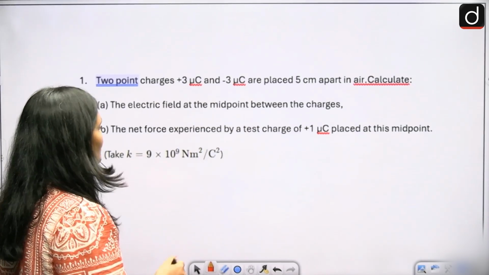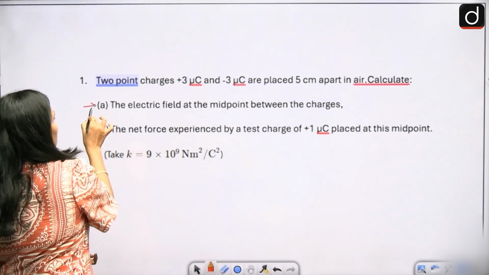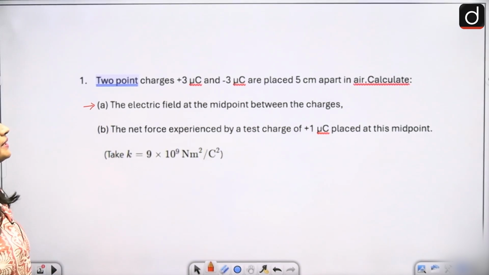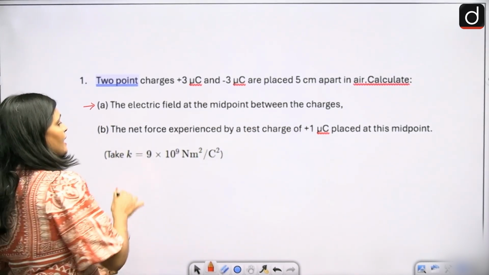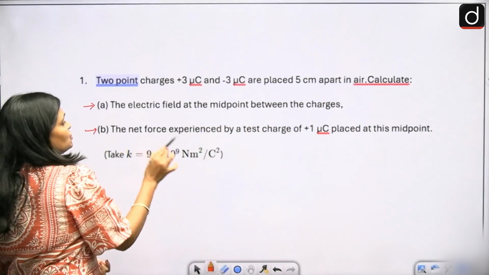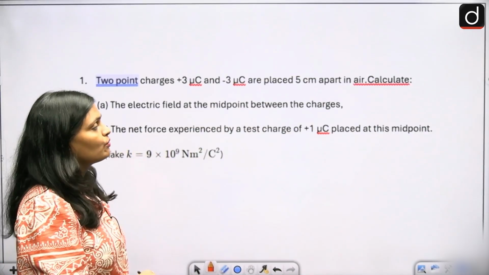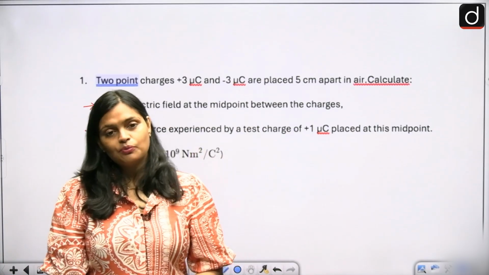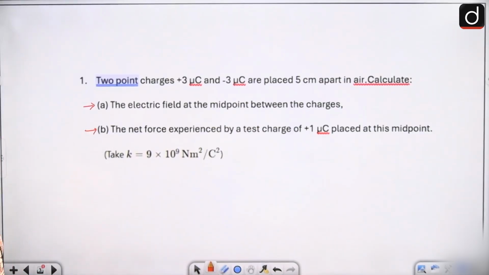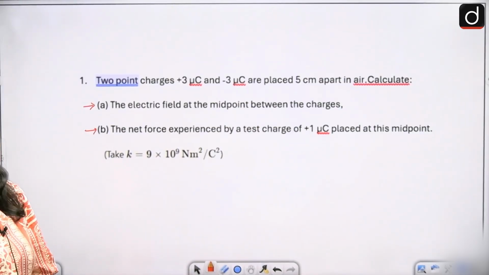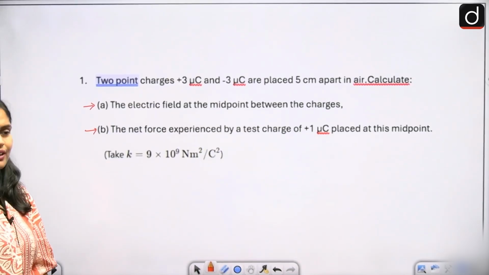Calculate two things. Number one, calculate the electric field at the midpoint of the charges. And number two, the net force experienced by a test charge of plus 1 microcoulomb placed at this midpoint. Just try to solve it by yourself first. The value of K is given here. Try to do it by yourself, everyone.